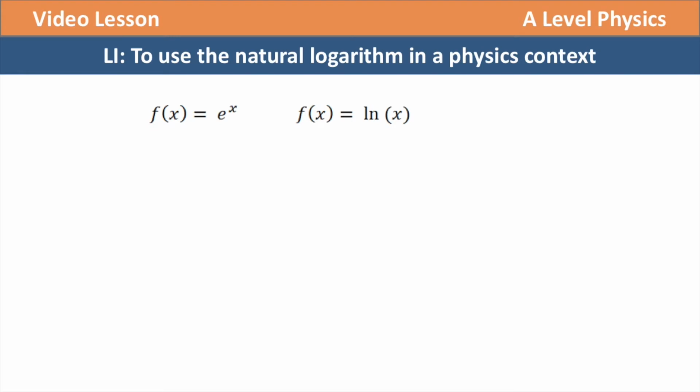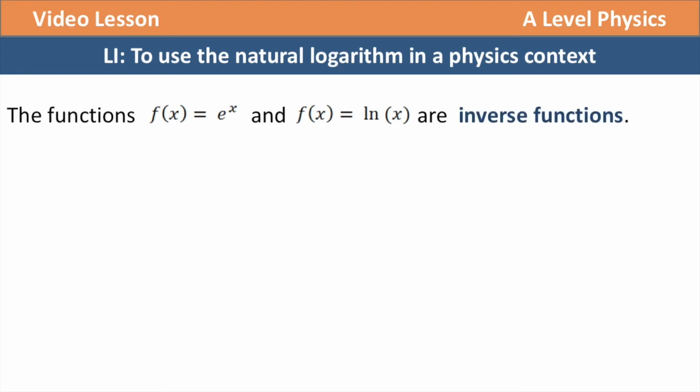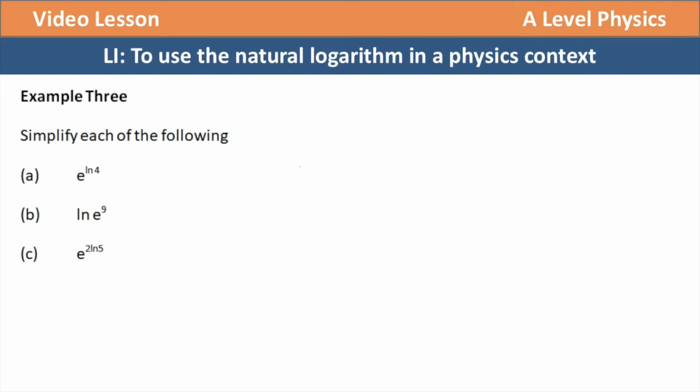Now let's consider another function, this function here, ln x. What we call that is the natural logarithm. Exponential functions and the natural logarithm are inverse functions of each other. What that essentially means is that if you take the natural logarithm of e to the f of x, then the ln and the e will cancel out with each other. We're going to look at some examples now where we're going to be using that law.